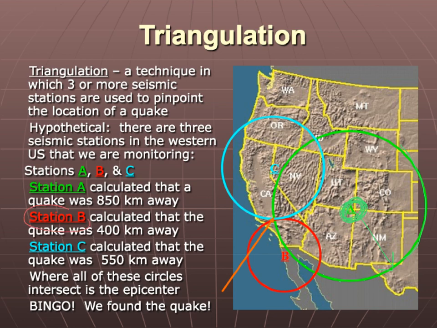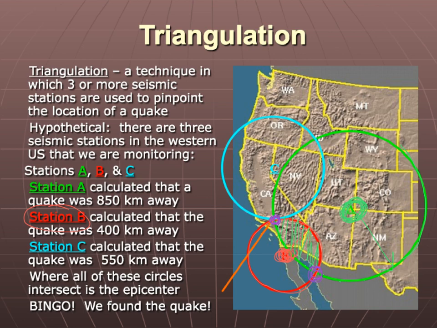Seismic station B is doing the same thing. Suppose that they monitor their P wave arrival and their S wave arrival, and they calculate that the quake had a much shorter lag time, and they found it was only 400 kilometers away. So here's seismic station B down in Baja, California, and they find that the earthquake was only 400 kilometers away. And they draw a circle with a radius of 400 around them. And now we know that the earthquake was what? Inside this area here? No. It's not where the circles overlap. It's only where they intersect. So we've now got it down to 2 locations. But that's not enough information.